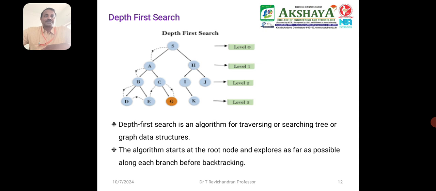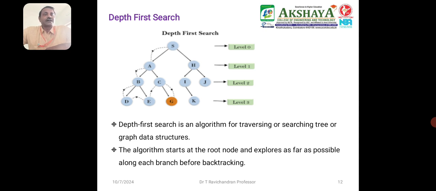In the previous class we discussed uninformed search for the problem solving agent, and breadth first search, which moves from the root node to the child nodes, collecting all the data level by level: level 0, level 1, level 2, level 3, all completed before moving to the next child. Depth first search is the same concept with slight variations.